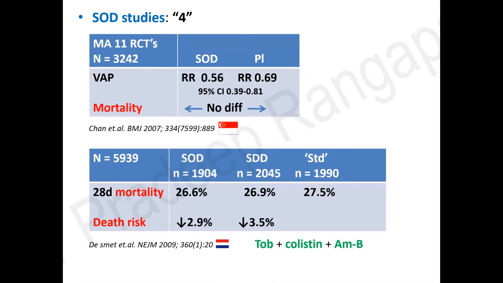This was another study by the Dutch group from the Netherlands. A large study of 5,939 patients. The selective oral decontamination group had 1,904 patients, the selective digestive decontamination group had 2,045, and the rest got standard care. The drugs used for selective digestive decontamination were a paste of tobramycin, colistin, and amphotericin B. They looked at 28-day mortality and there was no difference between any of these. But the absolute death risk was reduced by 2.9% compared to standard in SOD, selective oral decontamination, and by 3.5% in SDD.